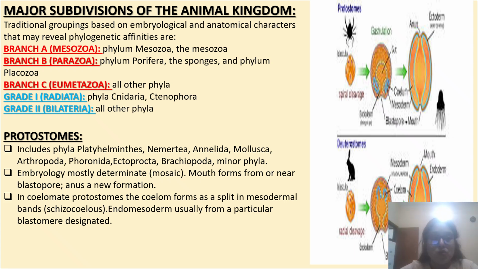Next, what is protostomia? It includes phyla Platyhelminthes, Nemertea, Annelida, Mollusca, Arthropoda, Phoronida, Ectoprocta, and Brachiopoda, and minor phyla. These are the protostomes. Embryology is mostly determinate, the mouth forms from or near the blastopore, and the anus is a new formation. In coelomate protostomes, the coelom forms as a split in mesodermal bands, or schizocoelous. Endomesoderm usually comes from a particular blastomere.